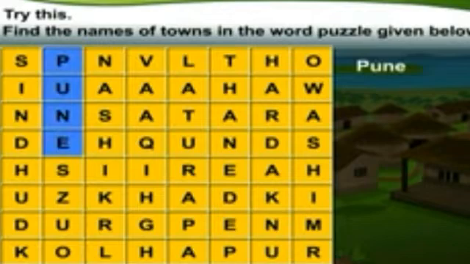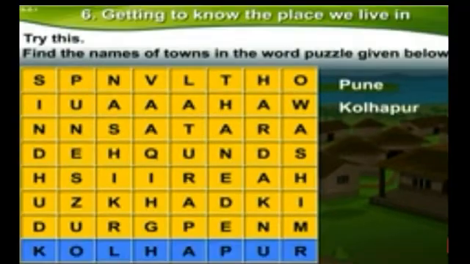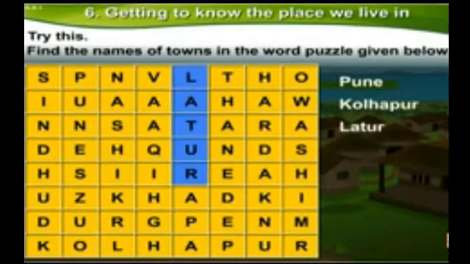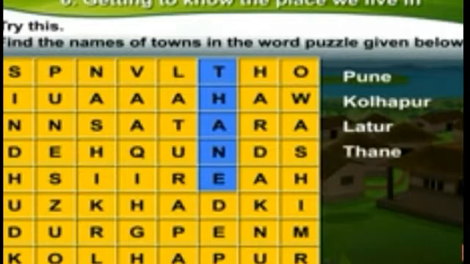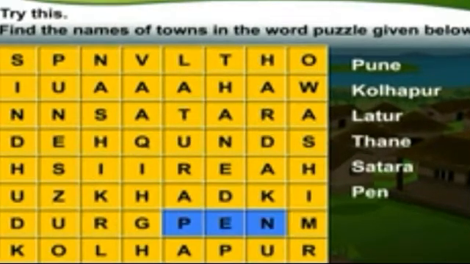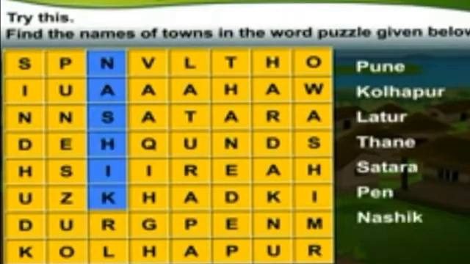So first name is Pune. Second is Kolhapur. Third, Latur. Fourth, Thane. Fifth, Satara. Then Pen. And the last name is Nashik. So at last we find out the name of our town. So children, our town name is Nashik.